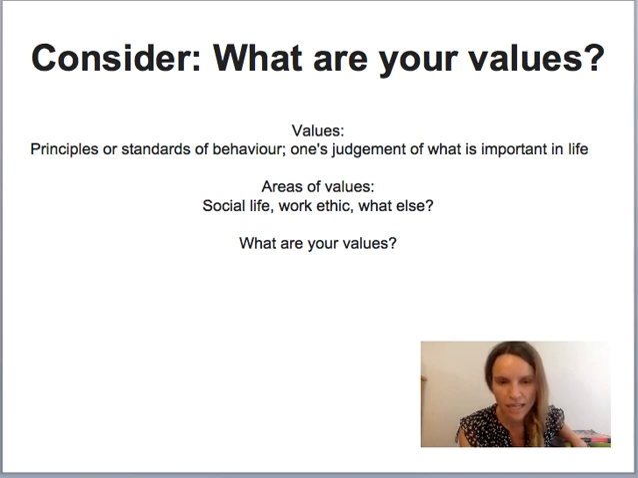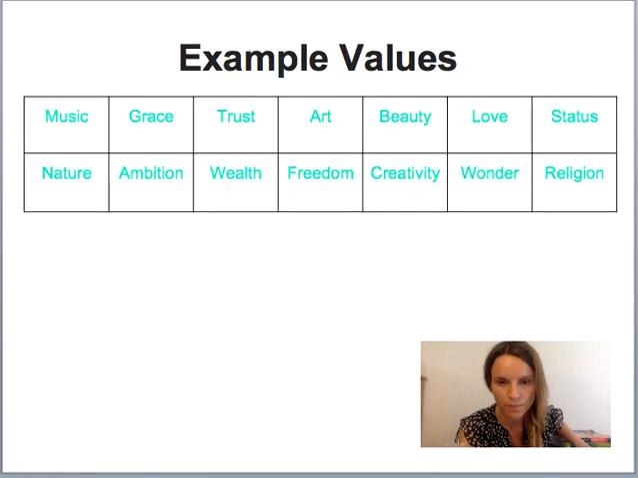I'm going to put up a list, and I want you to think about what are some of the things on this list that you value. If you could pick your top 3 things you value between music, grace, trust, art, beauty, love, status, nature, ambition, wealth, freedom, creativity, wonder, and religion, what 3 things would you put at the top of that list? I would pick nature, freedom, and I'm sort of split between creativity and wonder.